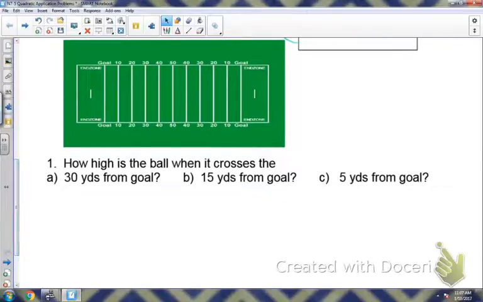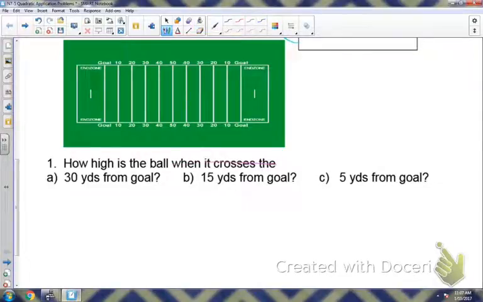It says, how high is the ball when it's 30 yards from the goal? How high is the ball when it's 30 yards from the goal? Okay, so don't put crosses here.